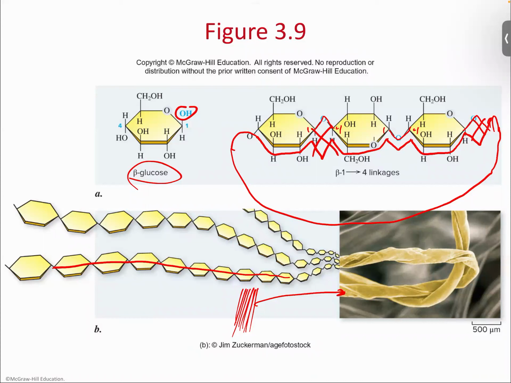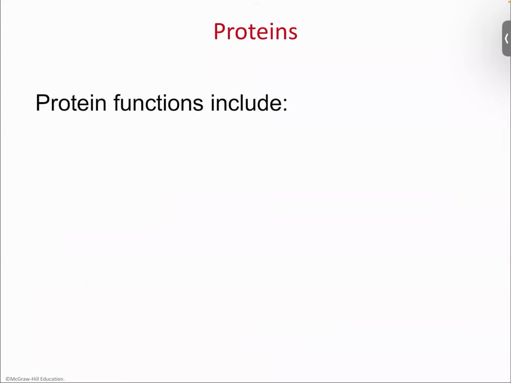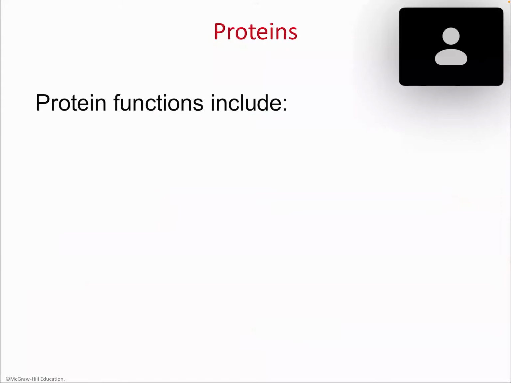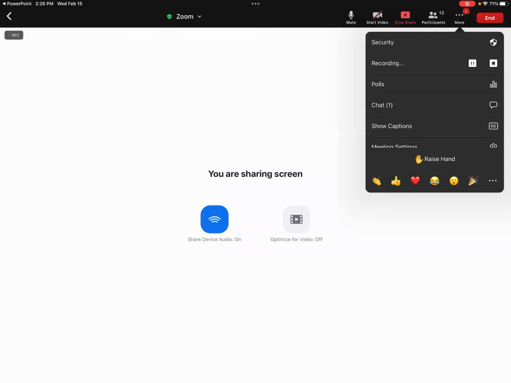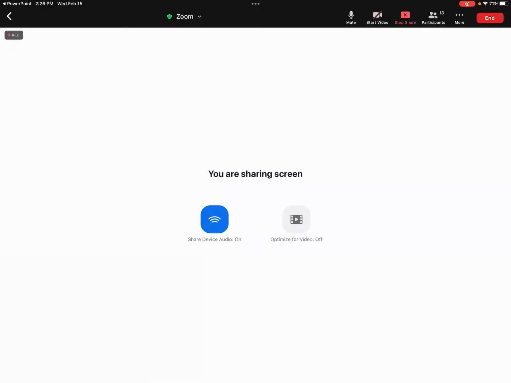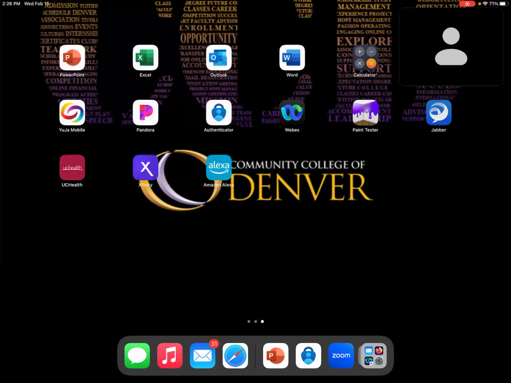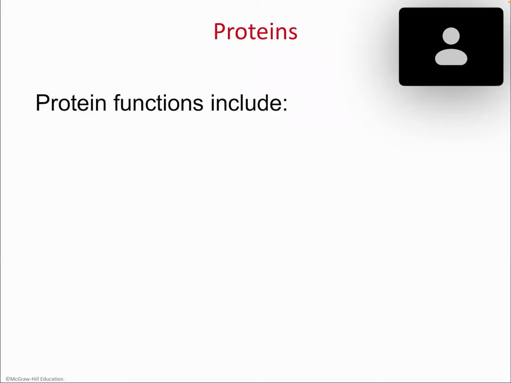Any questions on carbohydrates before we move into proteins? Okay, everybody's good? Good. So let's move into our proteins.